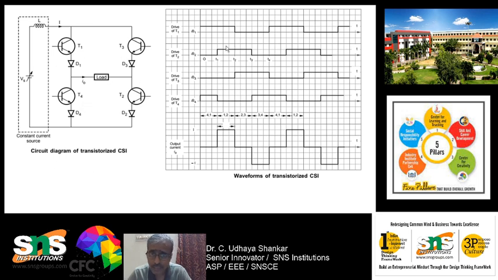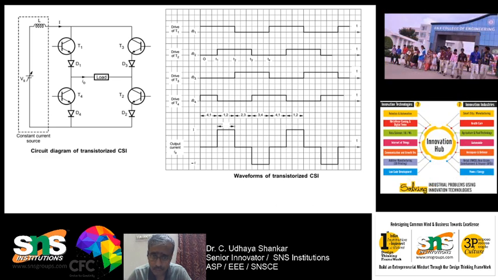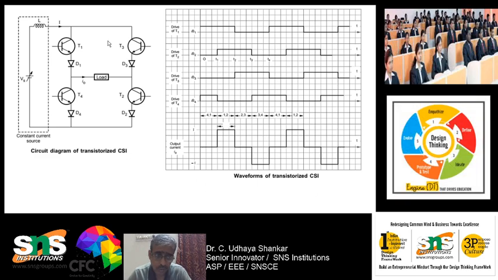Okay. So you can see that there is a small delay between each and every sequence, and you will be getting the output current something like this. So here, in order to control the load, we are going to control the output current, because the input current is always constant, so I have to control the output current, and the voltage magnitude can be changed according to the load requirements.